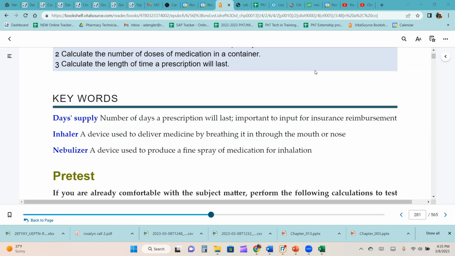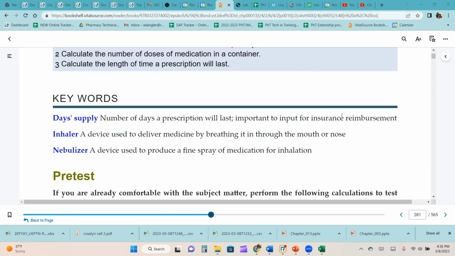So if they had 14 tabs and they're taking one a day, that would be a 14-day supply. So we're not talking about how much they're going to need per day in this sense. We're talking about the whole prescription and how long it will last.